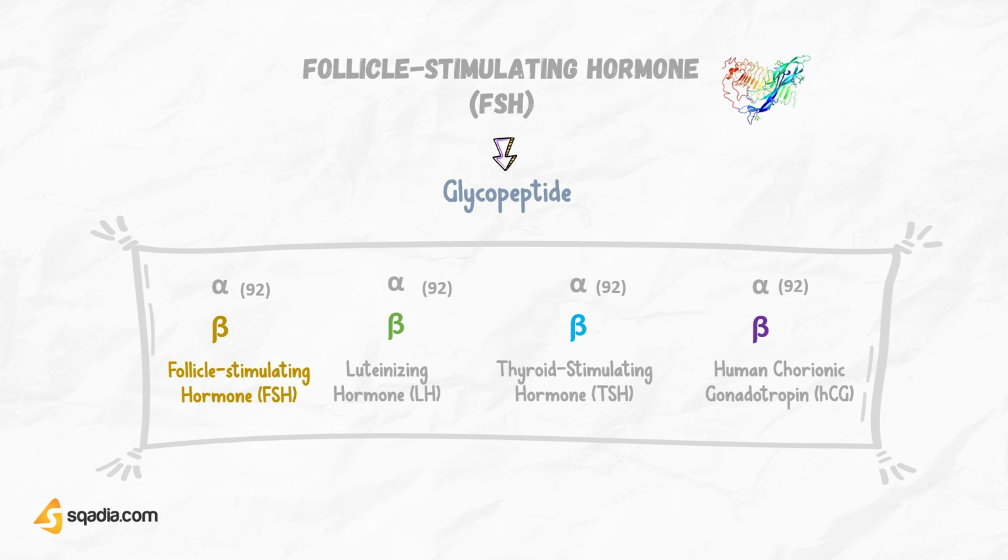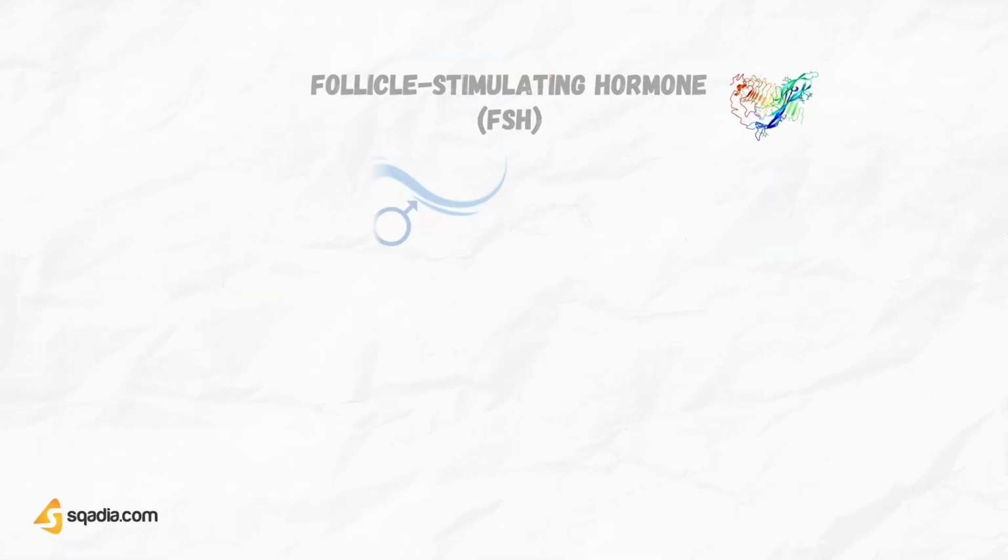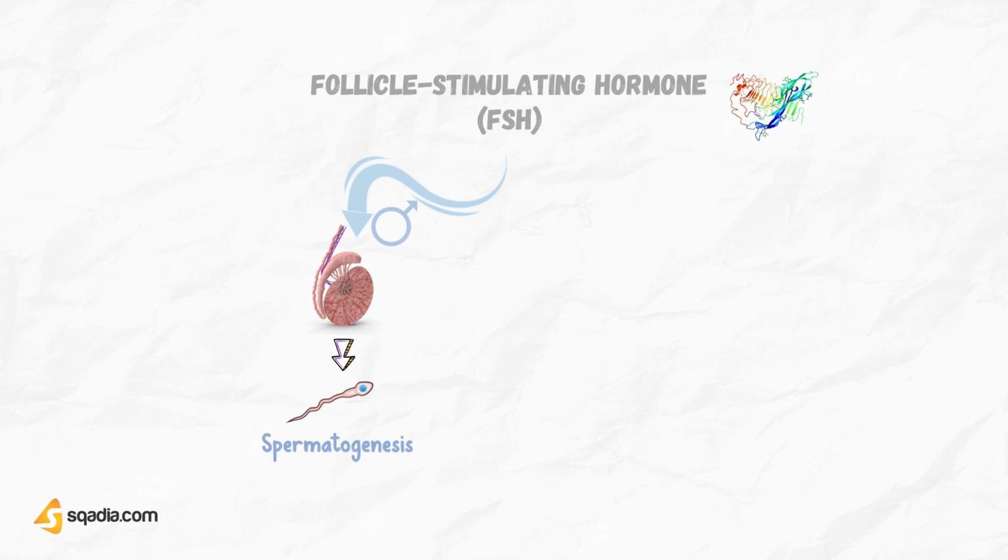Beta subunit of FSH consists of 118 amino acids. LH beta consists of 121 amino acids, while beta subunit of thyroid-stimulating hormone consists of 112 amino acids, and that of HCG has 145 amino acids. Now, to begin with the functions of FSH. In males, FSH acts on the testes and stimulates the production of sperm, that is spermatogenesis, while in females, it acts on ovaries and stimulates the production of eggs, known as oogenesis.